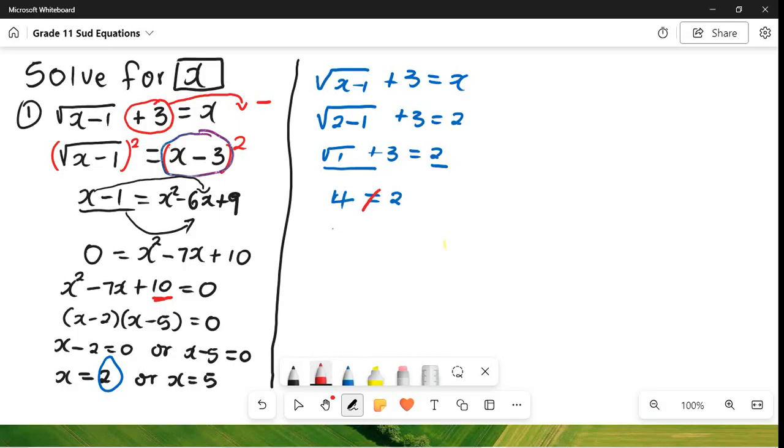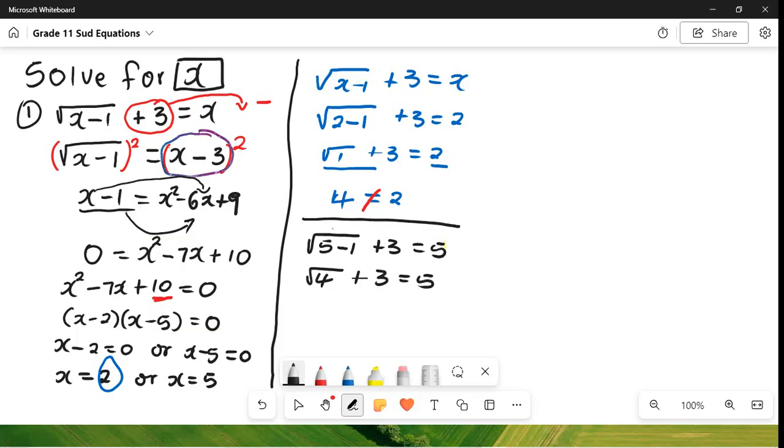4 equals 2? But no, 4 is not equal to 2. 4 is greater than 2. So we write 4 is not equal to 2. We cross the equal sign just like that to show that the left hand side is not equal to the right hand side. Let us see if x equals 5 will suit this equation. We'll have the square root of 5 minus 1 plus 3 equals 5. What is 5 minus 1? That is 4. We have the square root of 4 plus 3 equals 5.